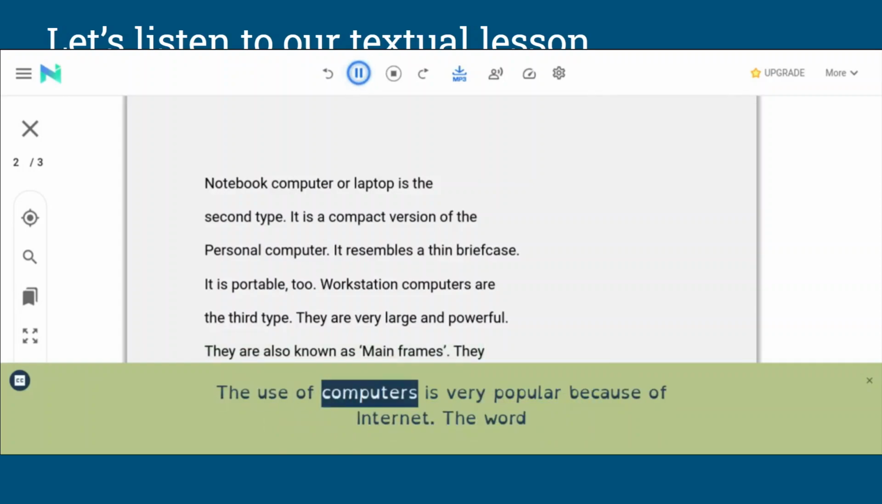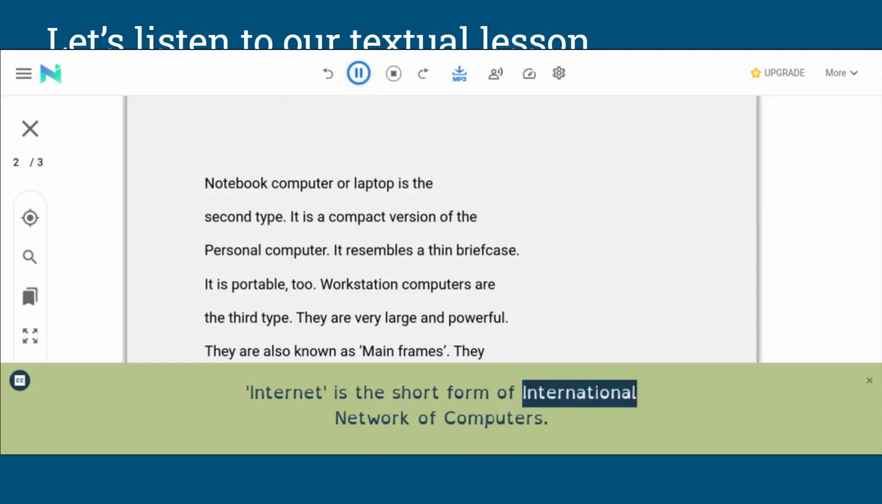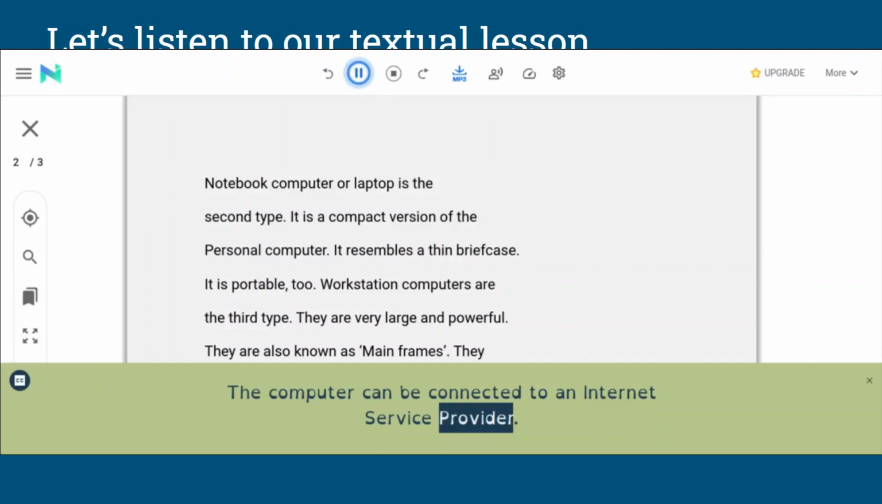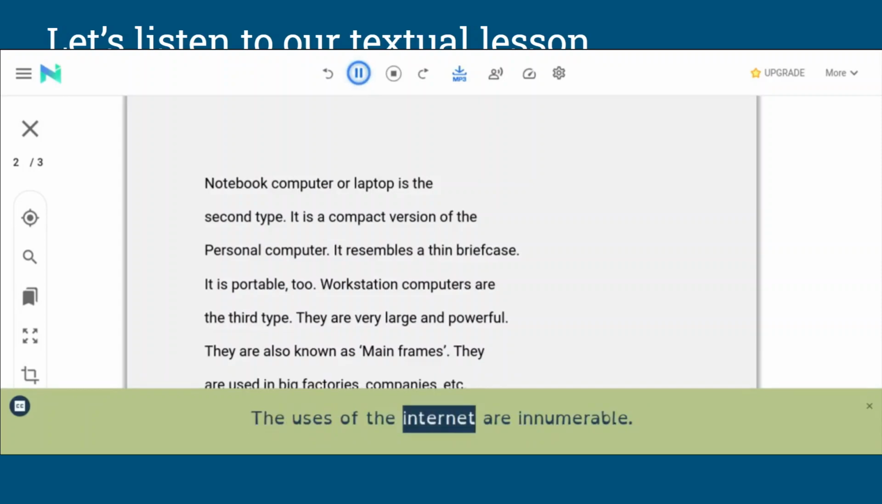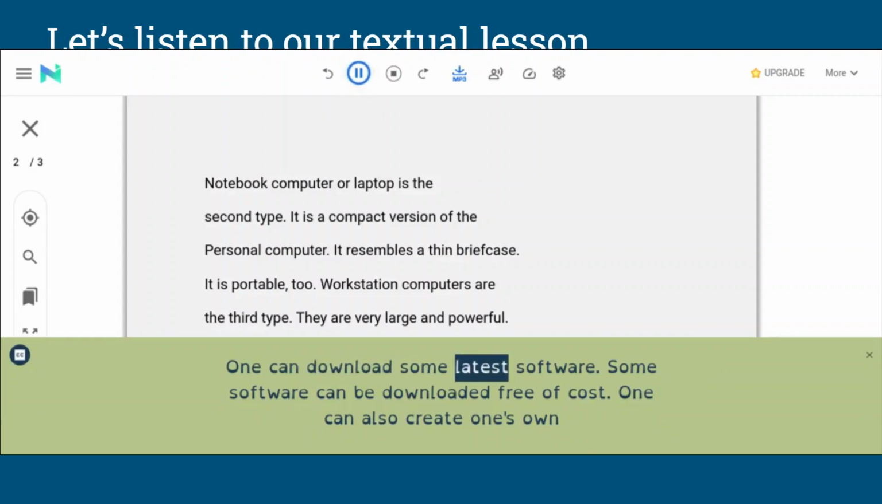The use of computers is very popular because of the Internet. The word Internet is the short form of International Network of Computers. The computer can be connected to an Internet service provider. When one connects his computer to the net, he/she is said to be online. The uses of the Internet are innumerable. One can find anything anywhere the easy way. One can download some latest software. Some software can be downloaded free of cost.